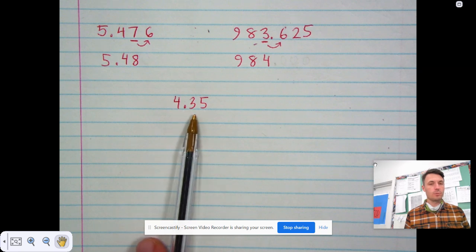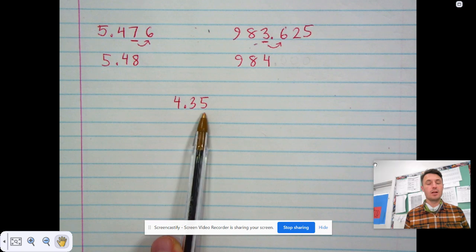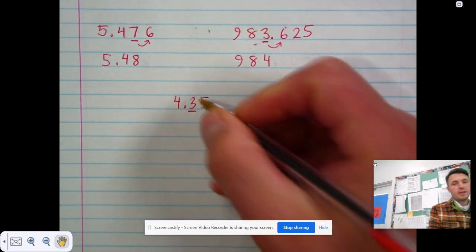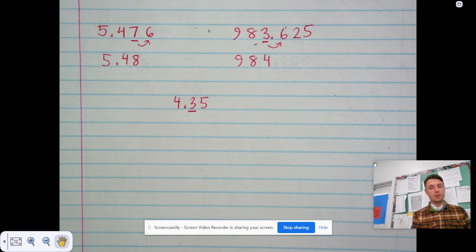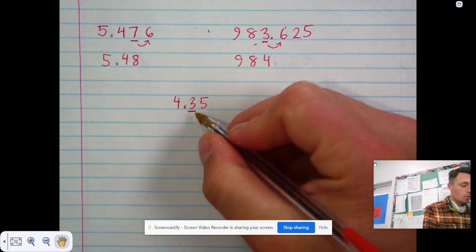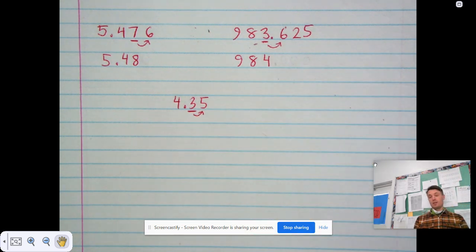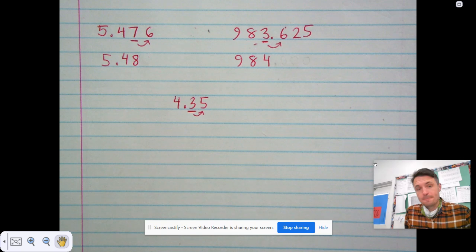Then to the right of the decimal point is the tenths place. That's the 3. Then to the right of that is the hundredths place. That's the 5. So the 3 is in the tenths place. We're rounding to the tenths place, so we look at the 3. Then the 3 turns to his neighbor to the right, the 5, and he says, hey, 5, I've been working pretty hard. Can I have a raise?